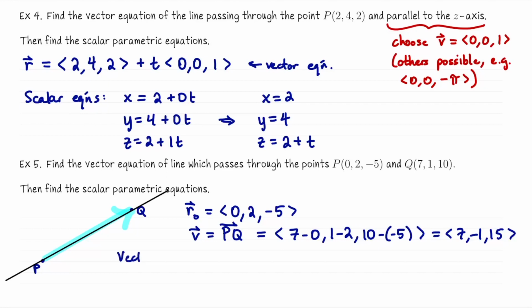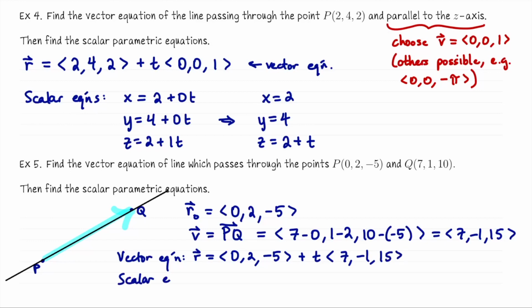Okay, so the vector form of the line, the vector equation, is r equals the position vector for the known point, so (0, 2, negative 5), plus the parameter t times the direction vector (7, negative 1, 15). And then the scalar equations are x equals 0 plus 7t, y equals 2 minus 1t, and z equals negative 5 plus 15t.